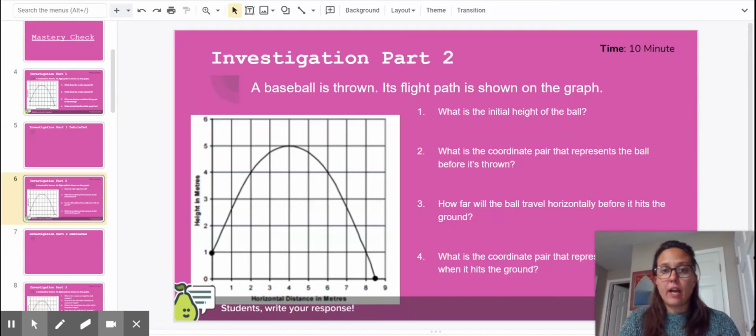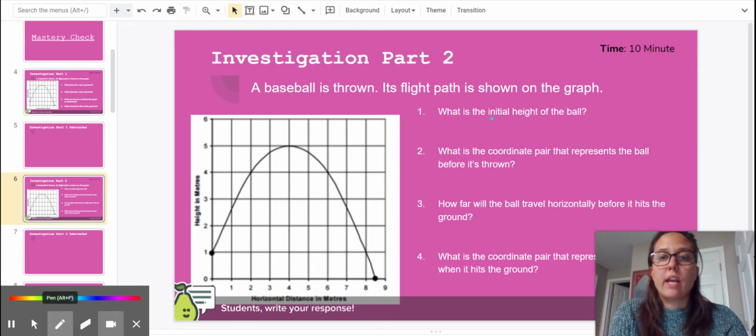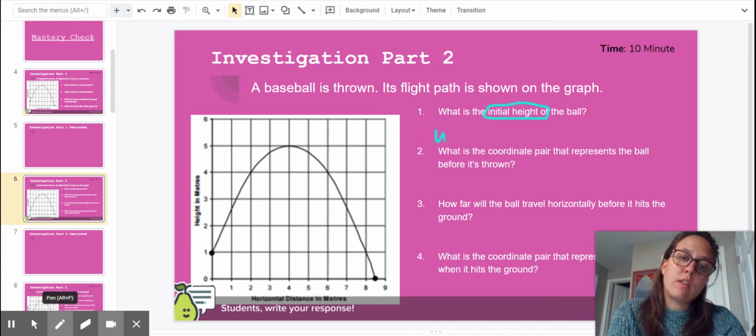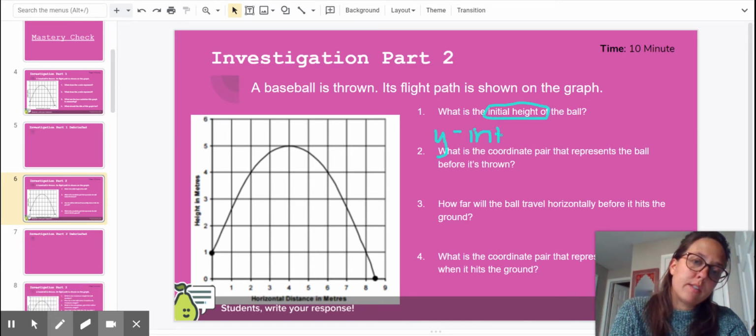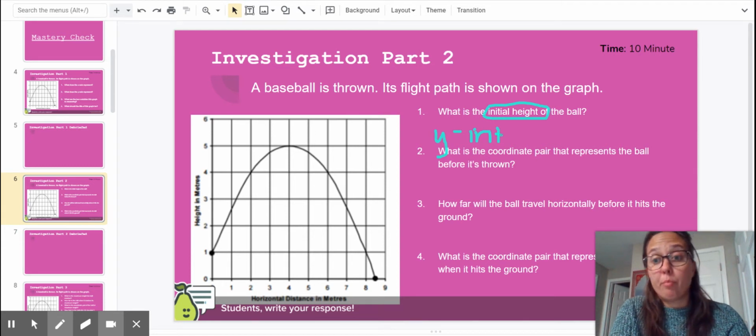So we're looking at the same graph. What's the initial height of the ball? I learned this in 8th and 9th grade, that initial height means y-intercept, right? So it's another fancy way of saying y-intercept. So the initial height of the ball is going to be wherever the graph or parabola, right?